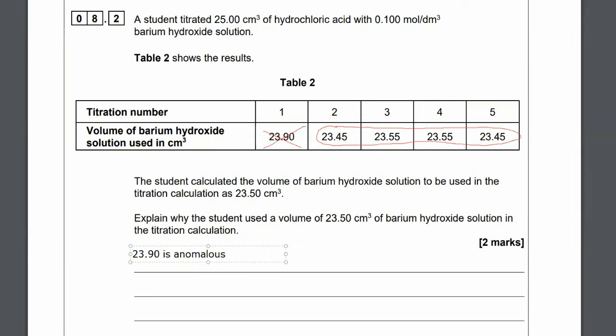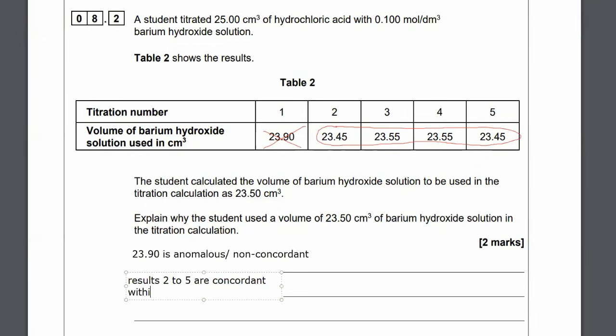We could say 23.90 is anomalous or non-concordant. So it's up to you. But you could say, yeah, can't use that one. Results 2 to 5, the ones I've circled there, are concordant within 0.1 centimeter cubed of each other and should be used in the mean calculation.